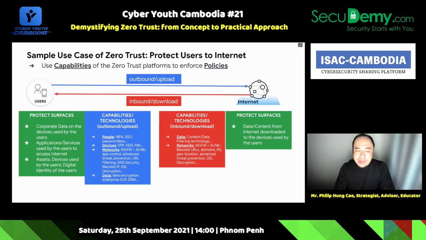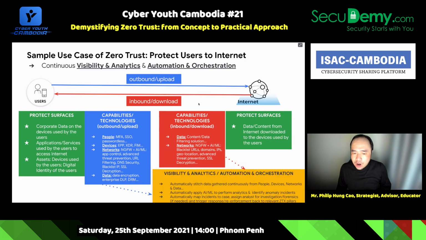And on the data side, you may think about capabilities like data encryption, enterprise DLP and DRM, digital rights management, something like that, right? And on the other side, the capability for the inbound, you can block based on the geolocation or the domain, the URL, and IP, etc. You can also do that to control the inbound transaction flow, right? And after that, you also need to put in what we call visibility and analytics, and automation or orchestration, right?